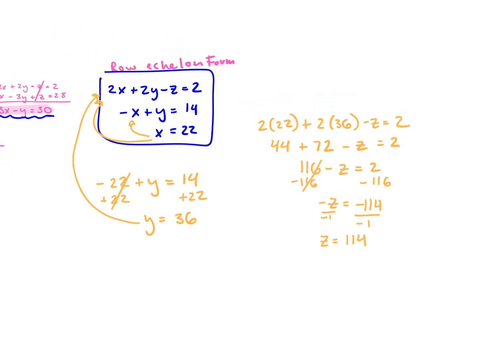Let's also write it as an ordered triple. What would have to come first? 22, comma, what comes next? 36, comma, 114.